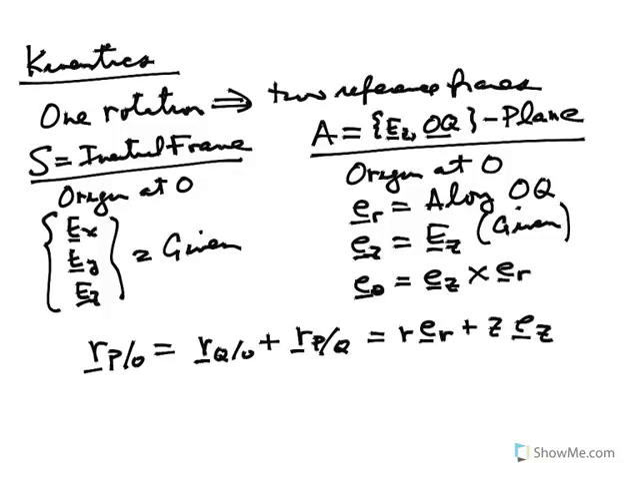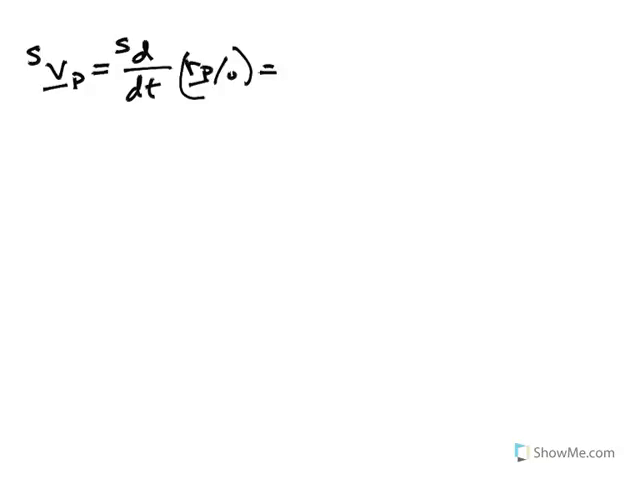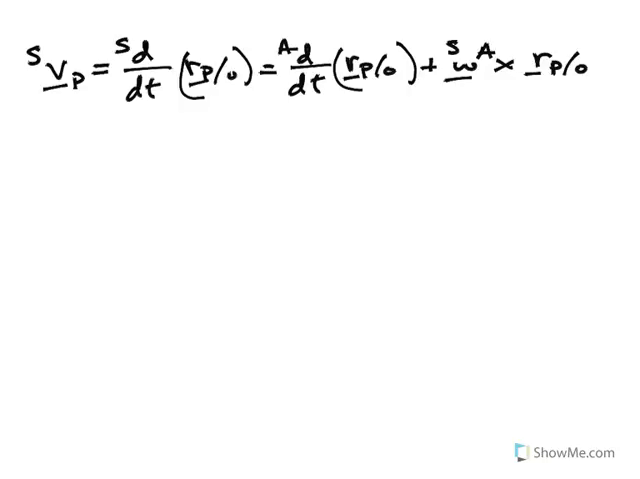Now z is equal to r squared over 2b, so this gives me that the position of P relative to O is equal to r e_r plus r squared over 2b e_z. So now to get the inertial acceleration, I first have to get the inertial velocity, which is equal to the rate of change in S of the position of P relative to O, which is equal to the rate of change in A of the position of P relative to O, plus the angular velocity of A in S crossed with the position of P relative to O.